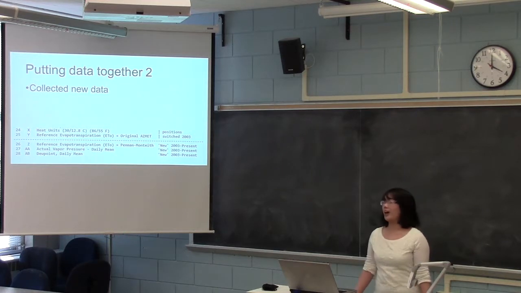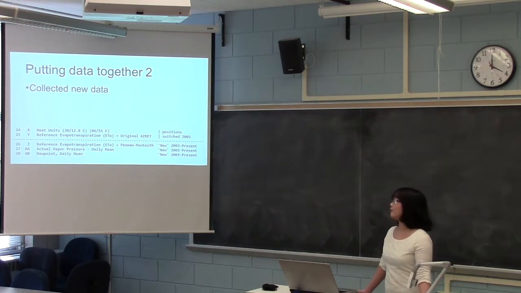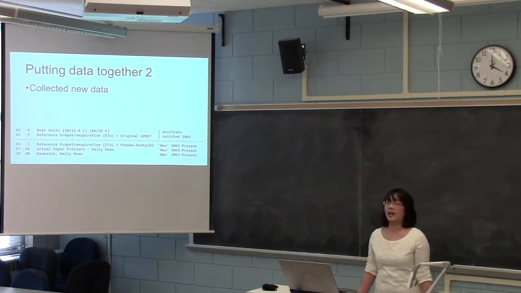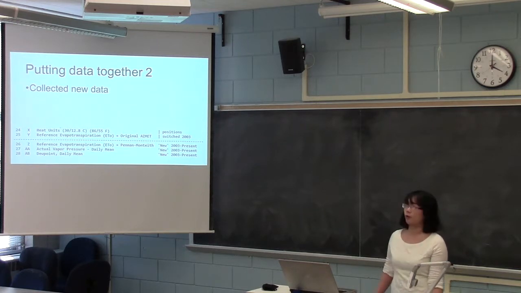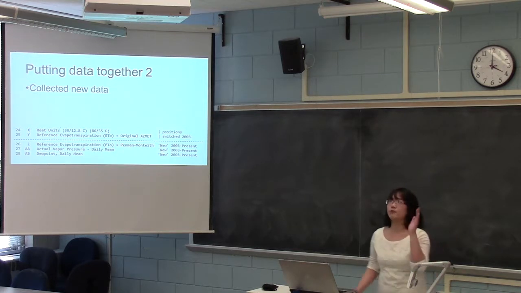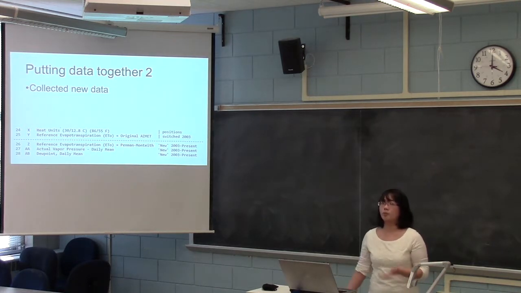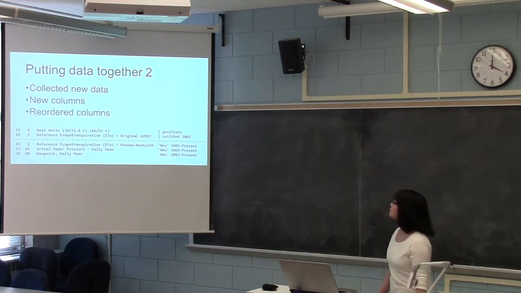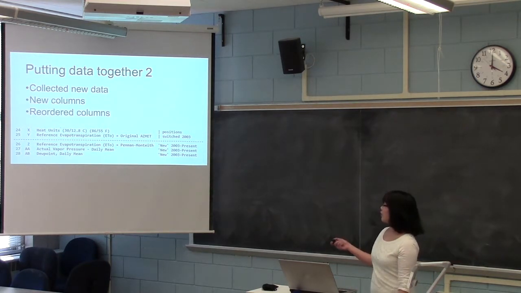There was also the issue that in 2003 they said, hey, we just want to start collecting this new data. First off, they started collecting reference ETO in a different way, and they just started collecting the actual vapor pressure and the dew point. So we had to deal with these new columns, which is okay because if you have those new columns at the end, the program that you're using will just say, okay, I'll throw these onto the data sheet that you had before. So that gave us new columns, and it also reordered our columns.